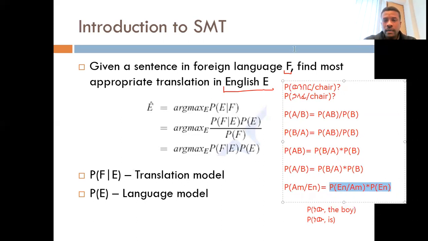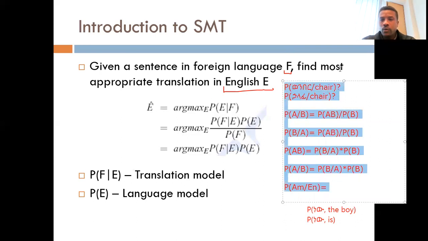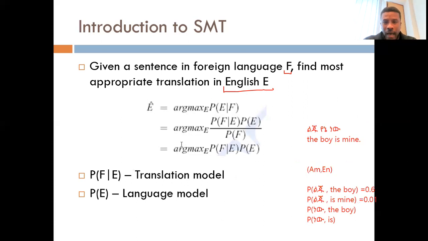So as you can see in here, what we have is we want to take the maximum score. We want to take the maximum, which means we are interested in the argument which is going to give us the maximum conditional probability. So we call this one a translation model because it tries to translate into a foreign language given the English language. In this case, we can say translated to Amharic given the English language. And probability of E is what we call the language model for the English language.